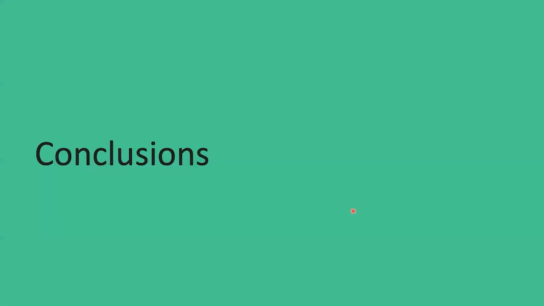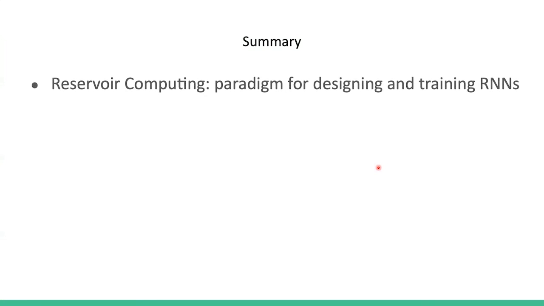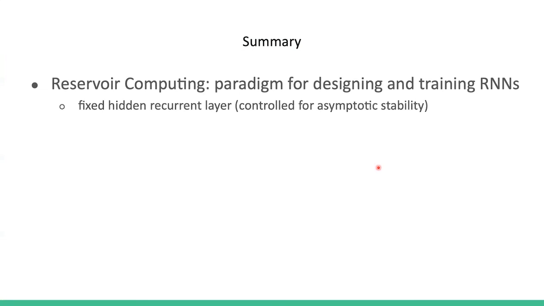Okay, time to conclude for the tutorial. So in summary, we have seen reservoir computing as a paradigm for designing and training recurrent neural networks. This is based on a fixed hidden recurrent layer that you generate randomly, but control for asymptotic stability, for example, using a contractive property in this case. And you apply on top of that a trainable readout layer.